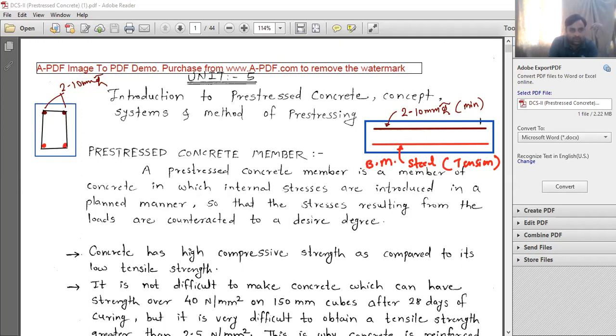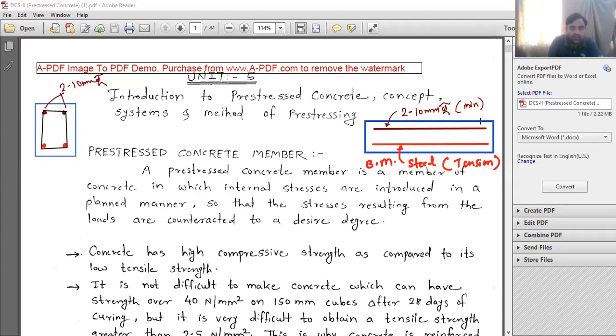Okay, these are the stirrups. I have talked about the normal beam. Now in a prestressed concrete member, the same thing happens. If you consider the prestressed beam, the design is the same, but the only thing is what we do.